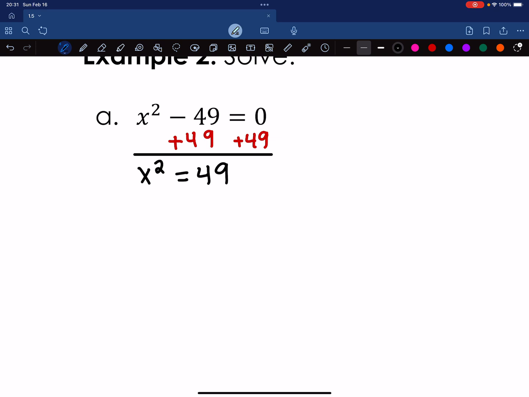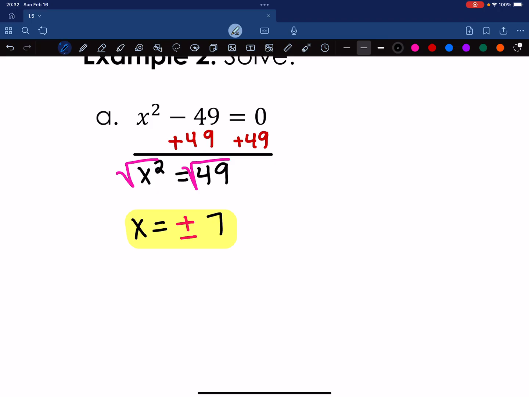Then we can take the square root. Now that the x squared is completely by itself, nothing is being added, subtracted, multiplied, or divided by it, we can take the square root of both sides. When we do that, we get x equals, because we're taking the square root, we need a plus or minus, and the square root of 49 is 7. So that would be our solution right here.